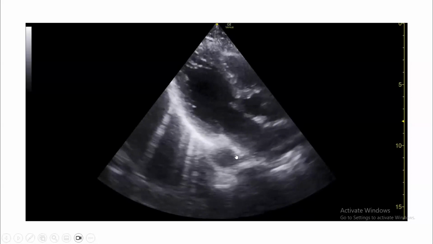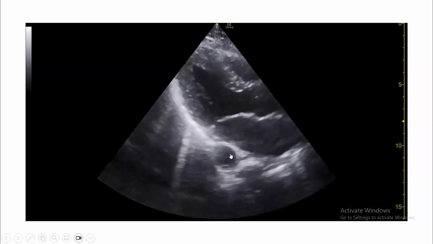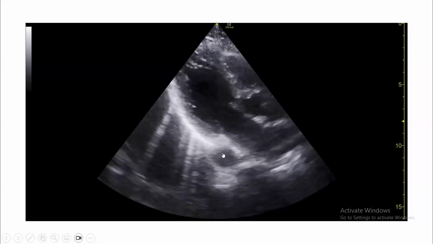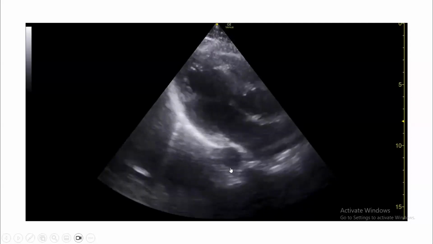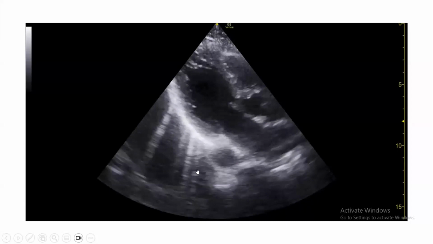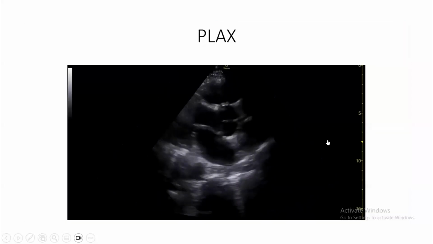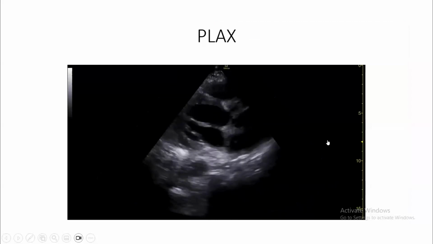And as I told you, this is the descending aorta. The descending aorta is very important in this view. Why? Later, when we talk about pericardial effusion, the position of the descending aorta will differentiate between pericardial effusion and pleural effusion. But keep it for later, because we are talking about the basic cardiac views now. Okay.